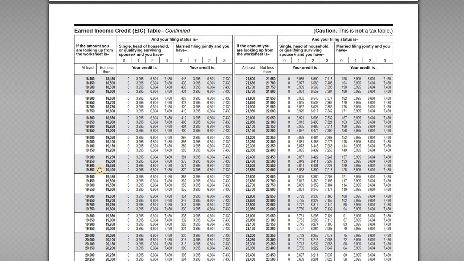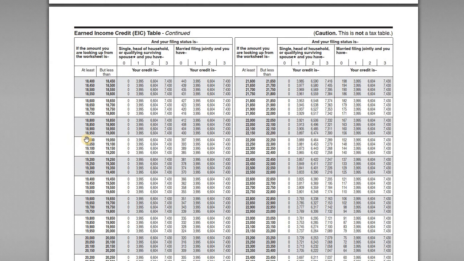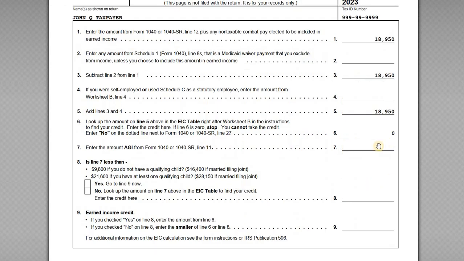If that was the only income he had, without any of this investment income, he would find the amount here, $18,950. So the initial credit amount would be $3,995, because he's filing head of household and has one qualifying child. But in this case, because he has the investment income issue, it prevents him from calculating an EIC amount altogether.